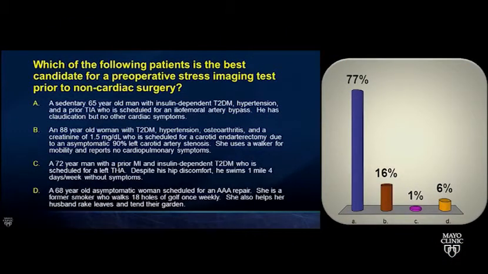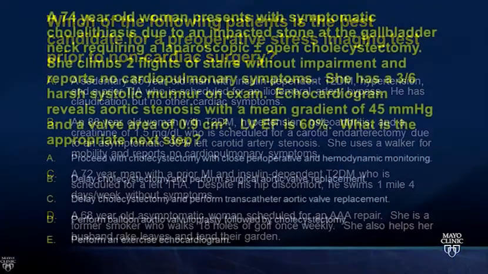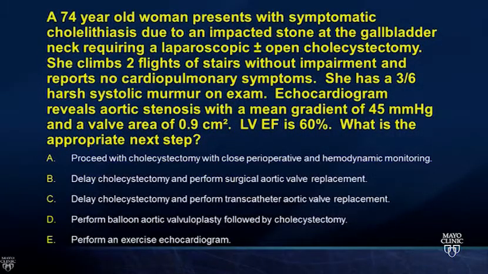All right, let's go to the next question. A 74-year-old woman presents with symptomatic cholelithiasis due to an impacted stone at the gallbladder neck. So she's going to need a laparoscopic and possibly an open surgery. She climbs 2 flights of stairs without impairment, has no cardiopulmonary symptoms. However, you take out your stethoscope, you examine her, and there's a 3/6 harsh systolic ejection murmur. The echo shows severe aortic stenosis with a gradient of 45 and EF of 60%. What is the next step?